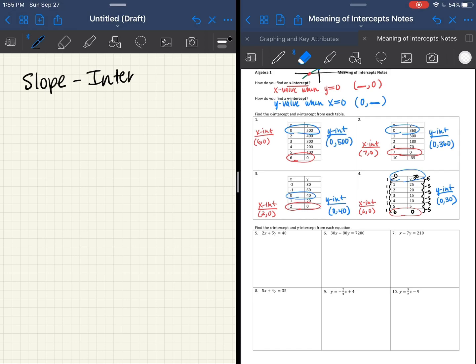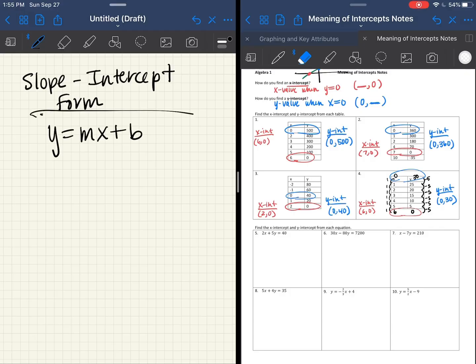So far, we've been working with slope-intercept form. And we like slope-intercept form. That's probably our favorite. Because if we have y equals mx plus b, which is slope-intercept form, we have a lot of information. We have the slope, which is the m value. And then we also have the y-intercept, which is the b value, whatever b is.